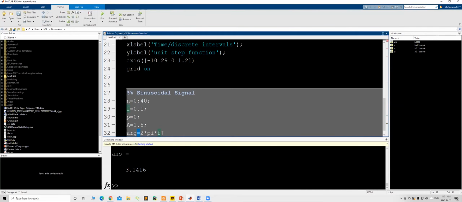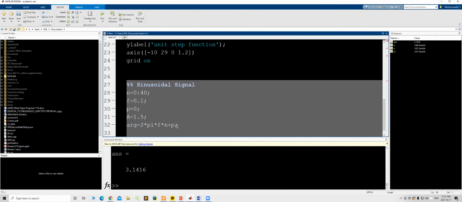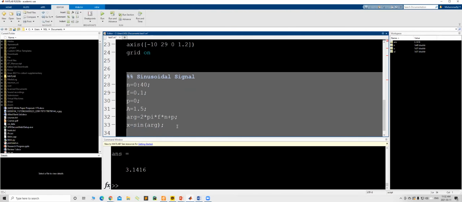And what is my n? N is already declared here, which is 0 to 40. And then plus how much is the phase shift? There is 0 phase shift. So if you want to write it, just write it. Otherwise, if you don't want, it's okay because the value is 0. And then let's say my value x, I am calling it x, the amplitude value is equal to sine. So the sine function is also defined there, and I will say that sine of arg, right? And now let me simply plot it.